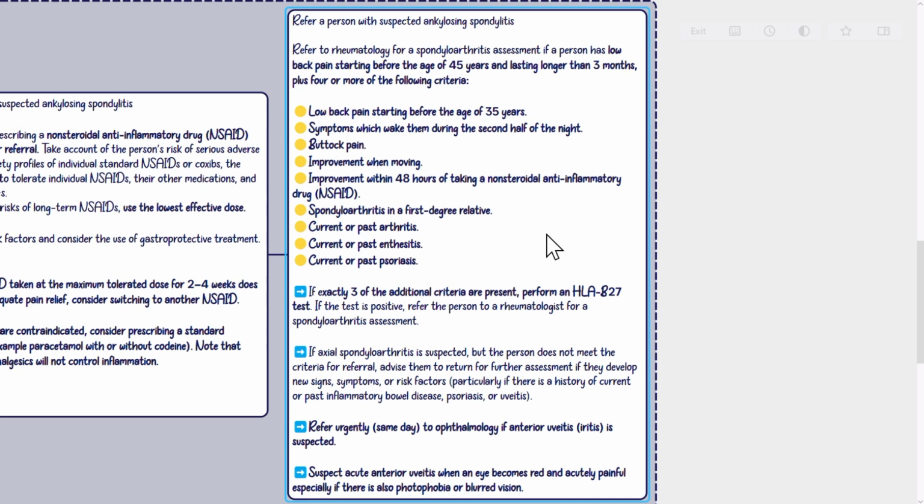If axial spondyloarthritis is suspected, but the person does not meet the criteria for referral, advise them to return for further assessment if they develop new signs, symptoms, or risk factors, particularly if there is a history of current or past inflammatory bowel disease, psoriasis, or uveitis. Refer urgently, same day, to ophthalmology if anterior uveitis, iritis, is suspected. Suspect acute anterior uveitis when an eye becomes red and acutely painful, especially if there is also photophobia or blurred vision.